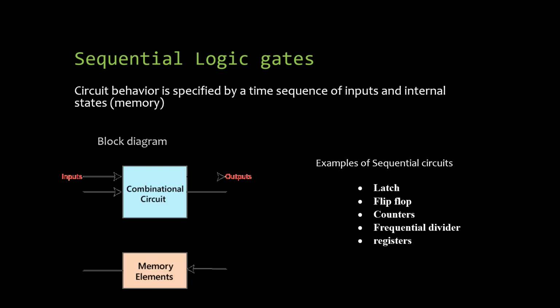In the sequential logic gate, in addition to the logic gates, there is a memory element. That is the main difference, and when you see the block diagram you can understand it clearly. Here the inputs and outputs are there, and in addition to the circuits, a memory element is also there. The function of the memory element is to save the past output, so past outputs are saved there and used for the next input. Some examples of sequential circuits are latches, flip-flops, counters, frequency dividers, and registers.